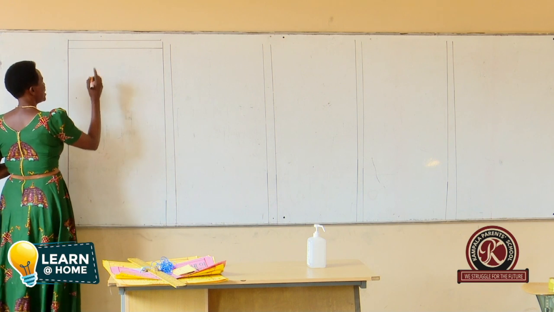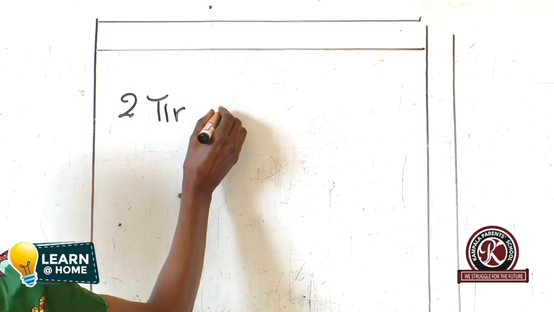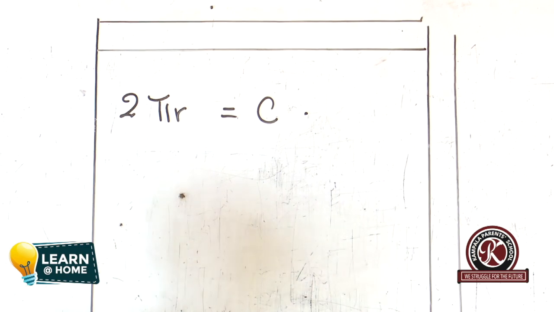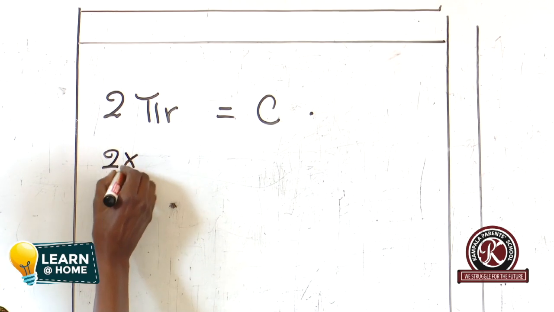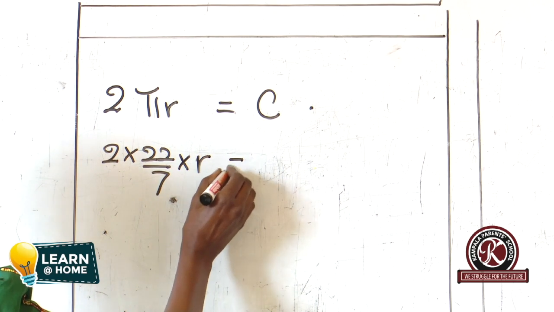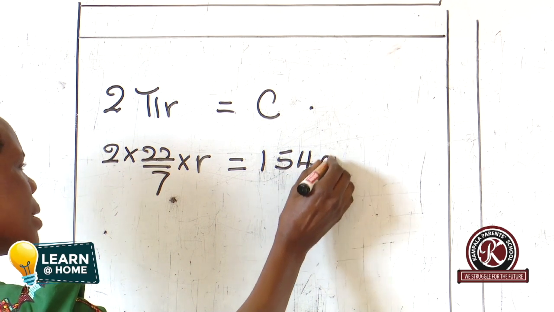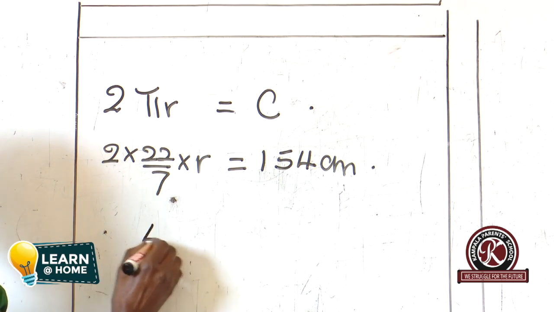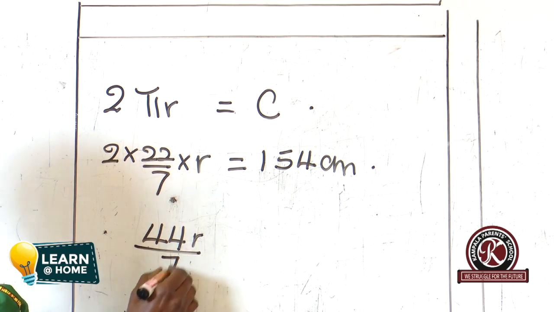She has said, when given, so we say 2 pi r will give us the circumference. Mutesi, I believe you are looking at this work. Since they have given us, we say 2 times 22 out of 7 times r will give us the circumference, which you have given to be 154 centimeters. When we multiply 2 times this, Mutesi, what do we get? Yes, 44 times r, which is giving you 44 out of 7.